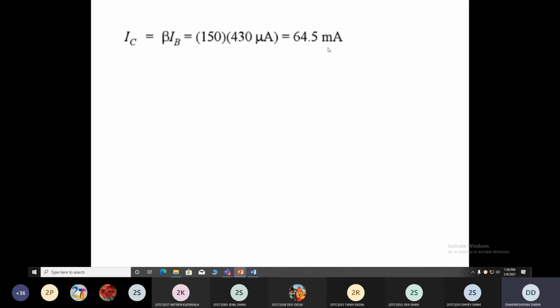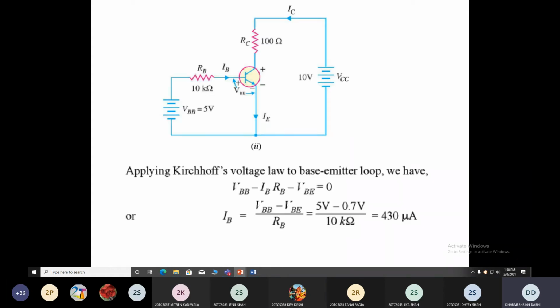KVL in output circuit. Yes, very good. And find out which parameter? Collector to emitter voltage. Yes, VCE. So as you can see in the circuit, apply the KVL. So VCC input voltage is equal to what? Voltage drop across this RC 100 ohm resistance plus voltage across collector to emitter. That you need to find out.